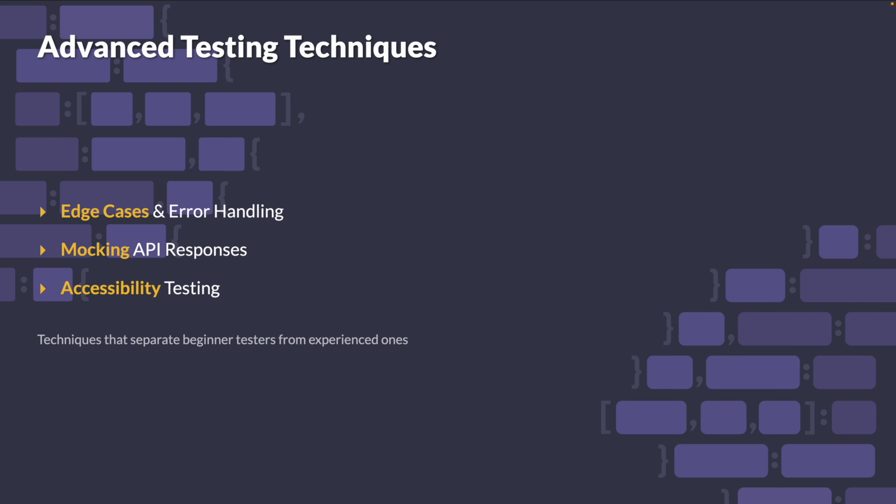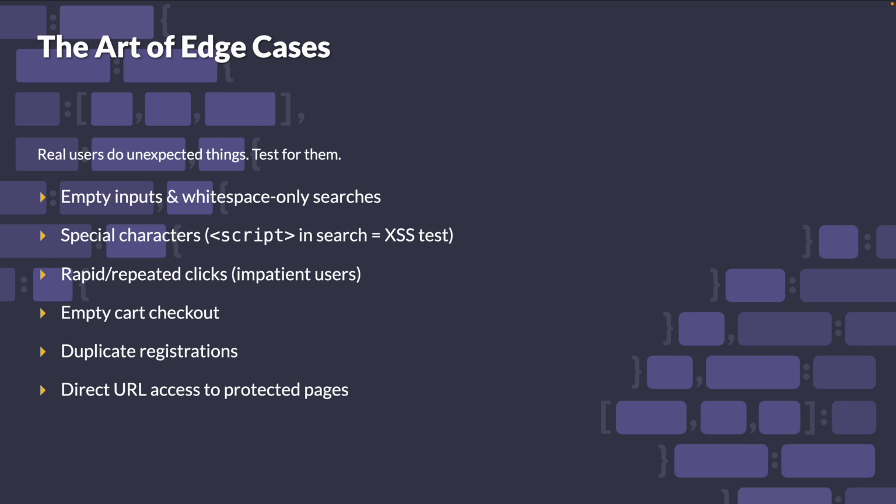So let's dive in. The tests we wrote earlier cover what we call the happy path. Everything works as expected. But real users do unexpected things. They submit empty forms, they double-click buttons, they paste weird characters into search boxes.